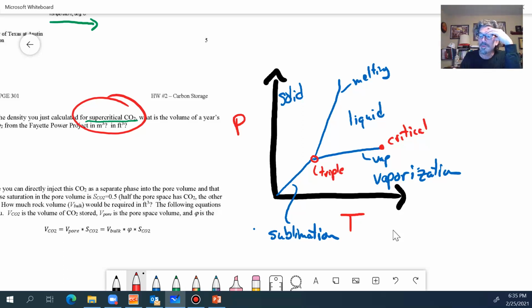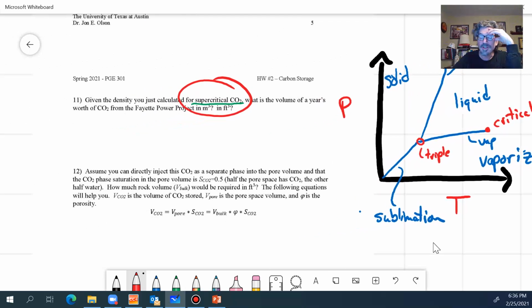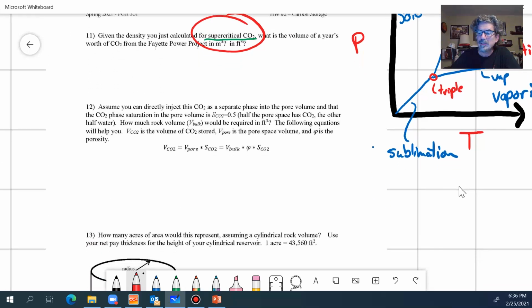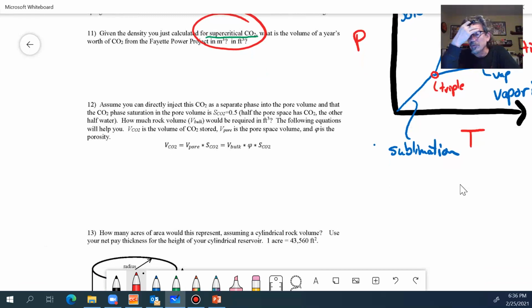And so what we're shooting for is the most dense phase of CO2 that we can get, which is when it's supercritical. That's what we're shooting for when we're injecting, because the more dense it is, the less space it takes up. Okay, so hopefully this is helpful for you to go through this. I know I'm taking a fair amount of time, but I think this will help you get through.